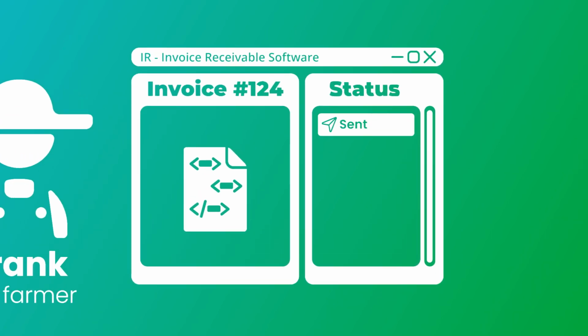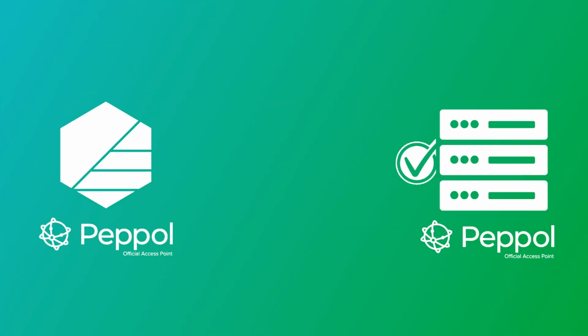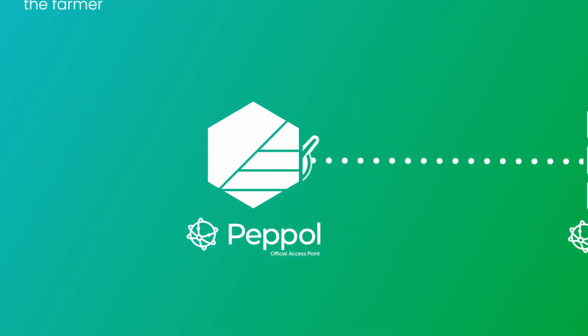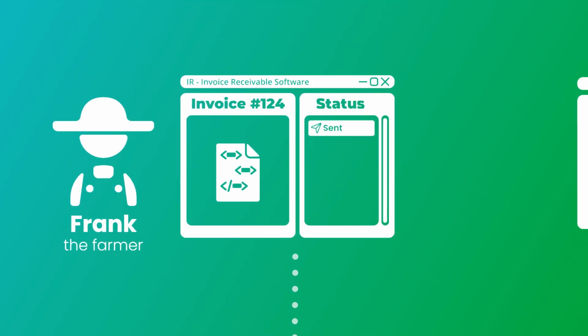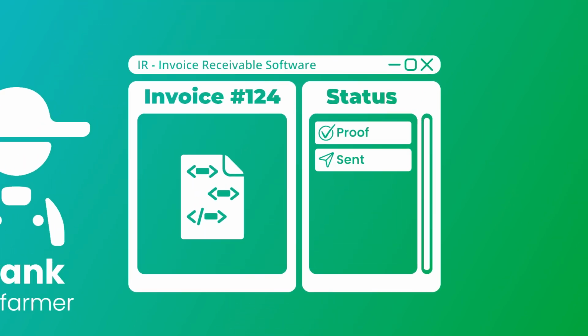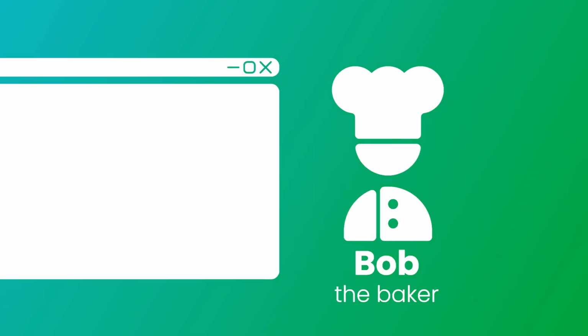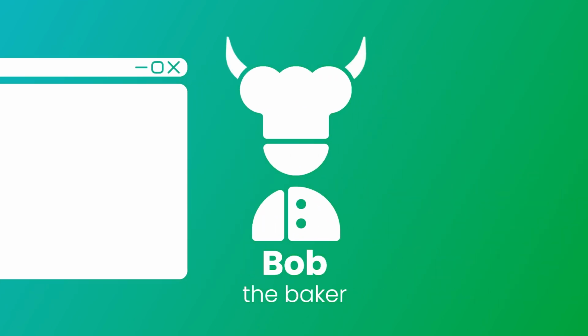That's a good first step. Asynchronously, the confirmation of receipt of Bob's access point is received by Frank's access point. That in turn informs Frank's IR software. Now, Frank has proof that the invoice has been delivered. If Bob would claim that he never received the invoice, Frank will be able to prove that it was delivered. But Bob won't do this because he's an honest guy.